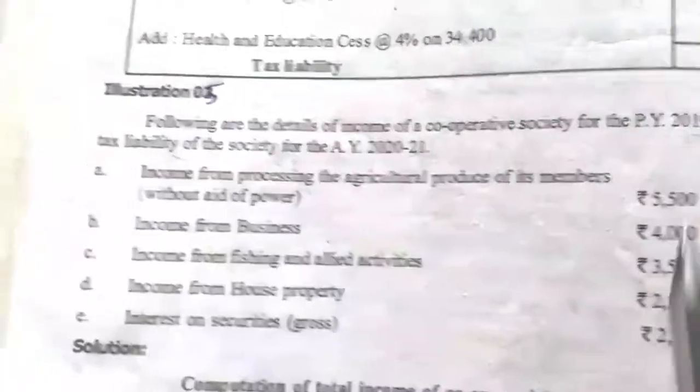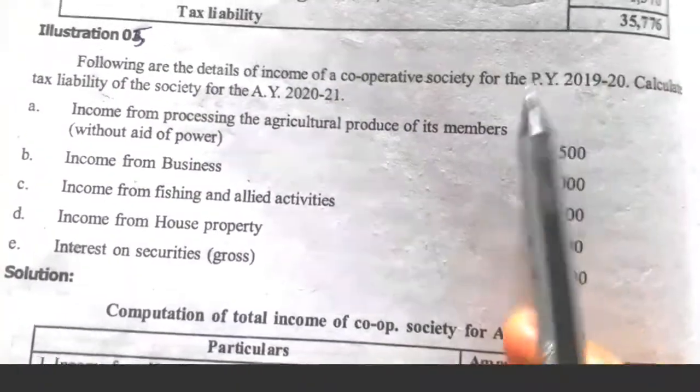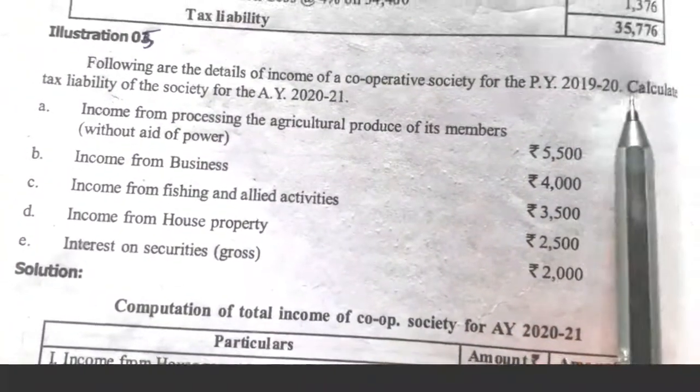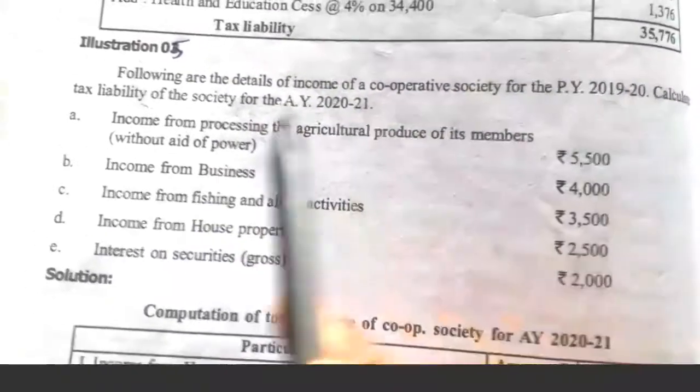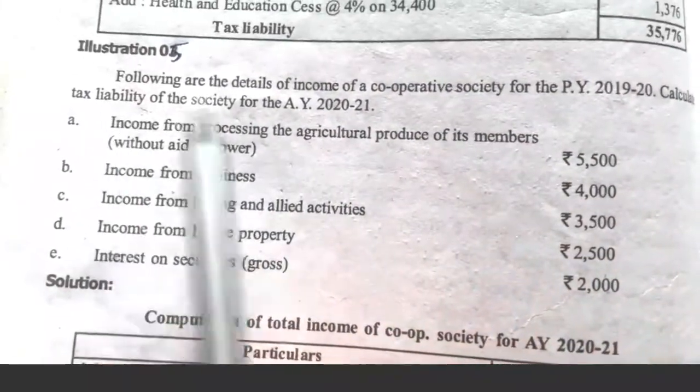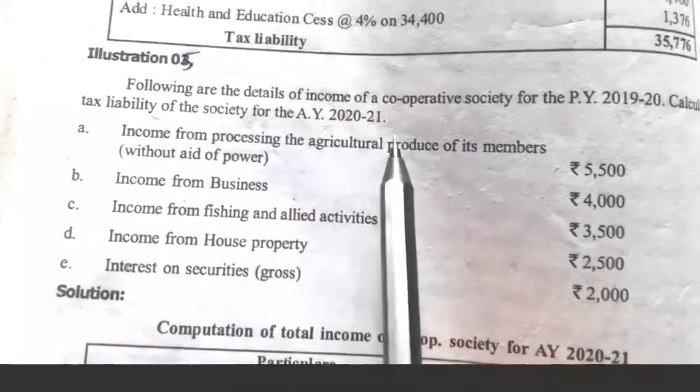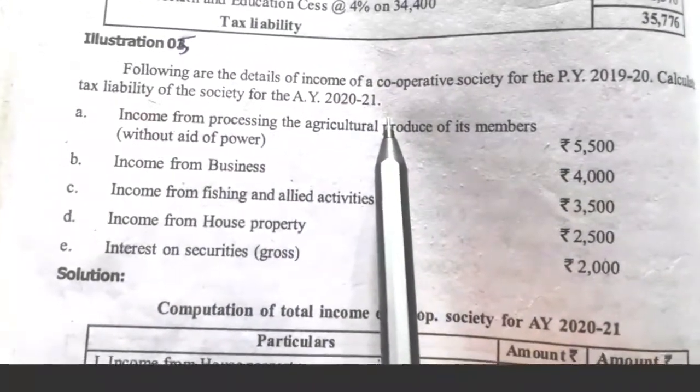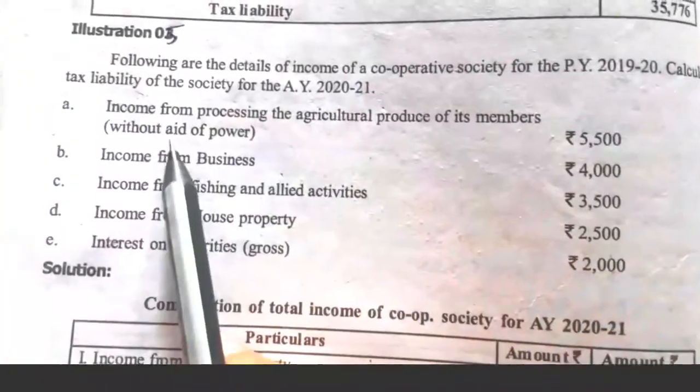So the information given is the income of the previous year 2019-20. With this information we have to compute the total income as well as the tax liability for the assessment year 2020-21. Now see the question.